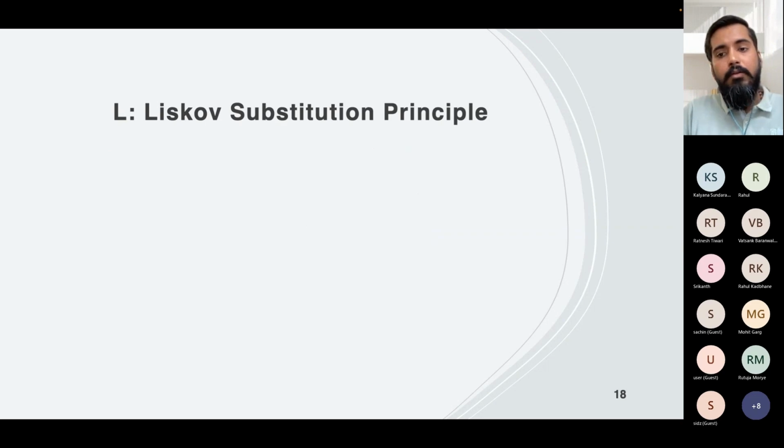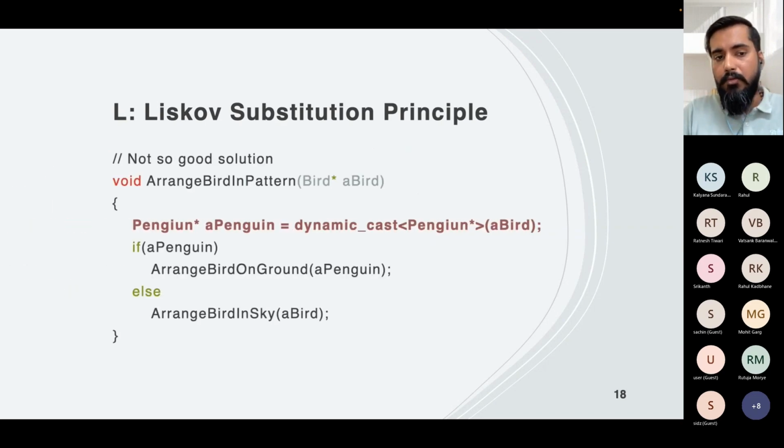So what you can do here is there is one solution. You can add one method with an if else, and you check the type of the bird object you are passing, and based on that you say okay, if it is a penguin, then arrange it on the ground, and if it is some other bird which can fly, then call arrange bird in the sky, like that. This will work, but it's not a good one.